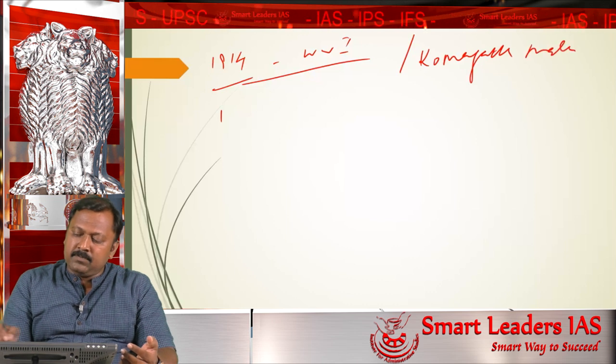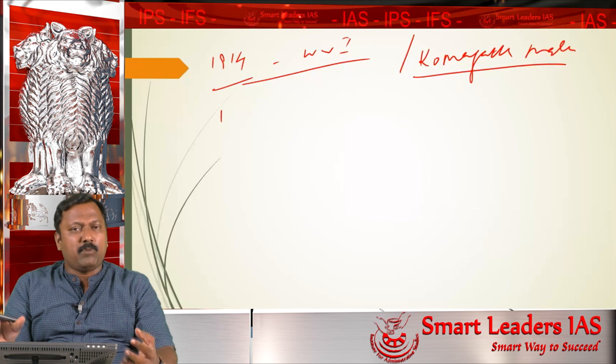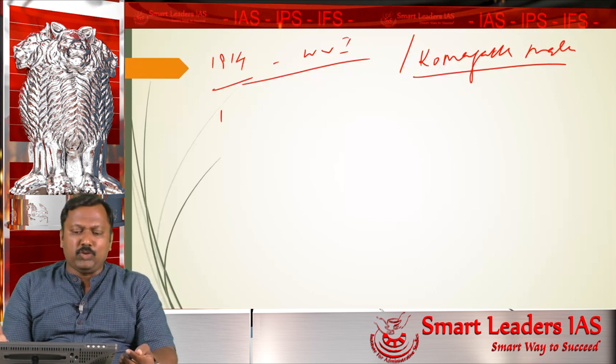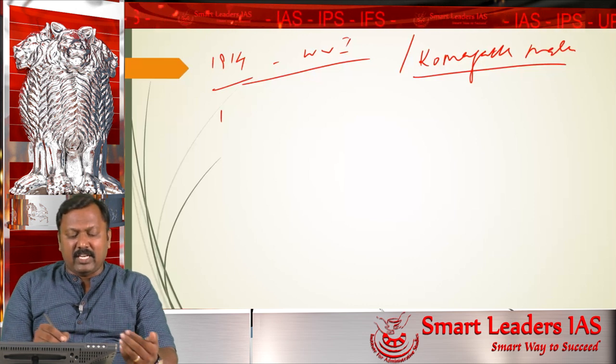Komagata Maru. Komagata Maru is the name of a ship. The name is very important, please remember it, because we will speak about the issue later. Komagata Maru incident in 1914, and afterwards 1915 will come.